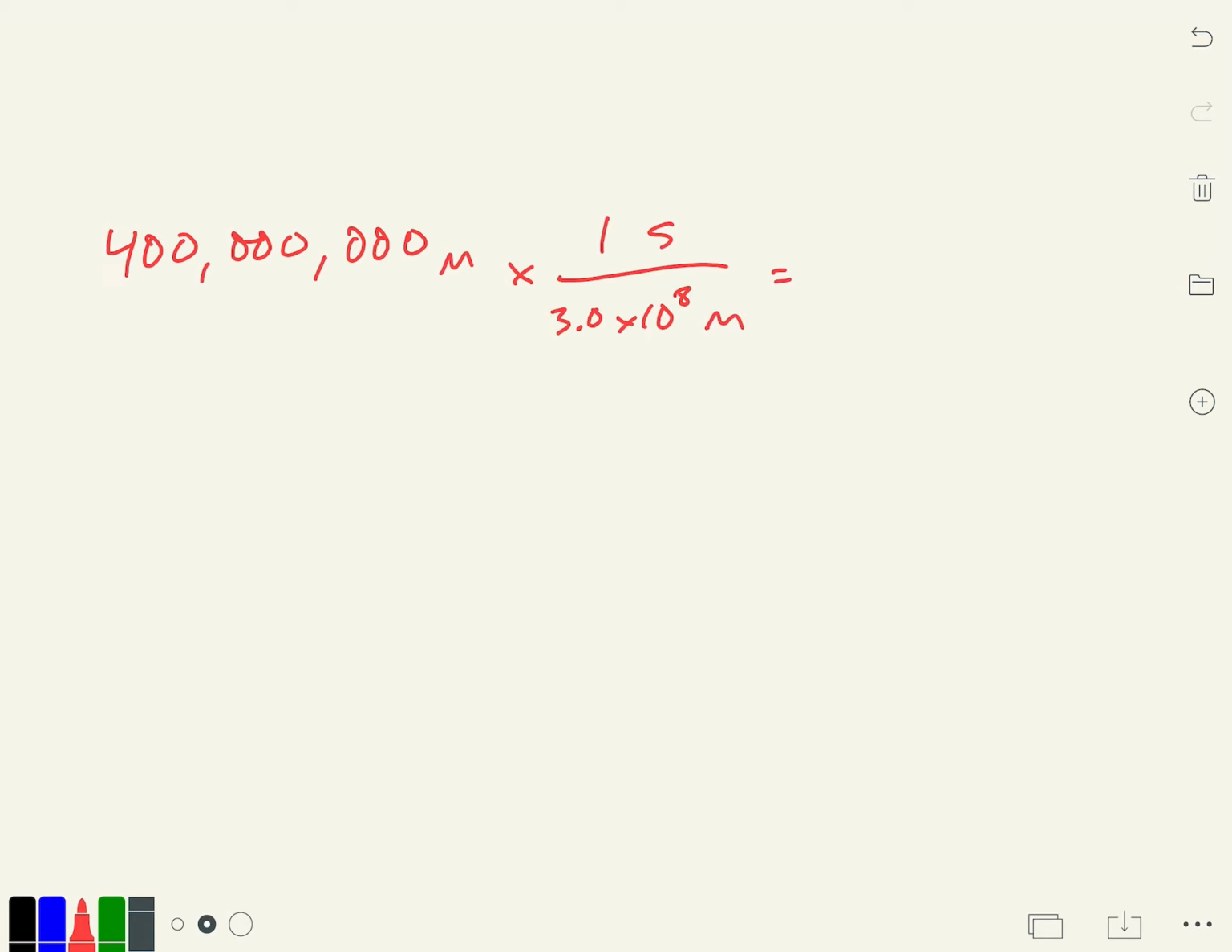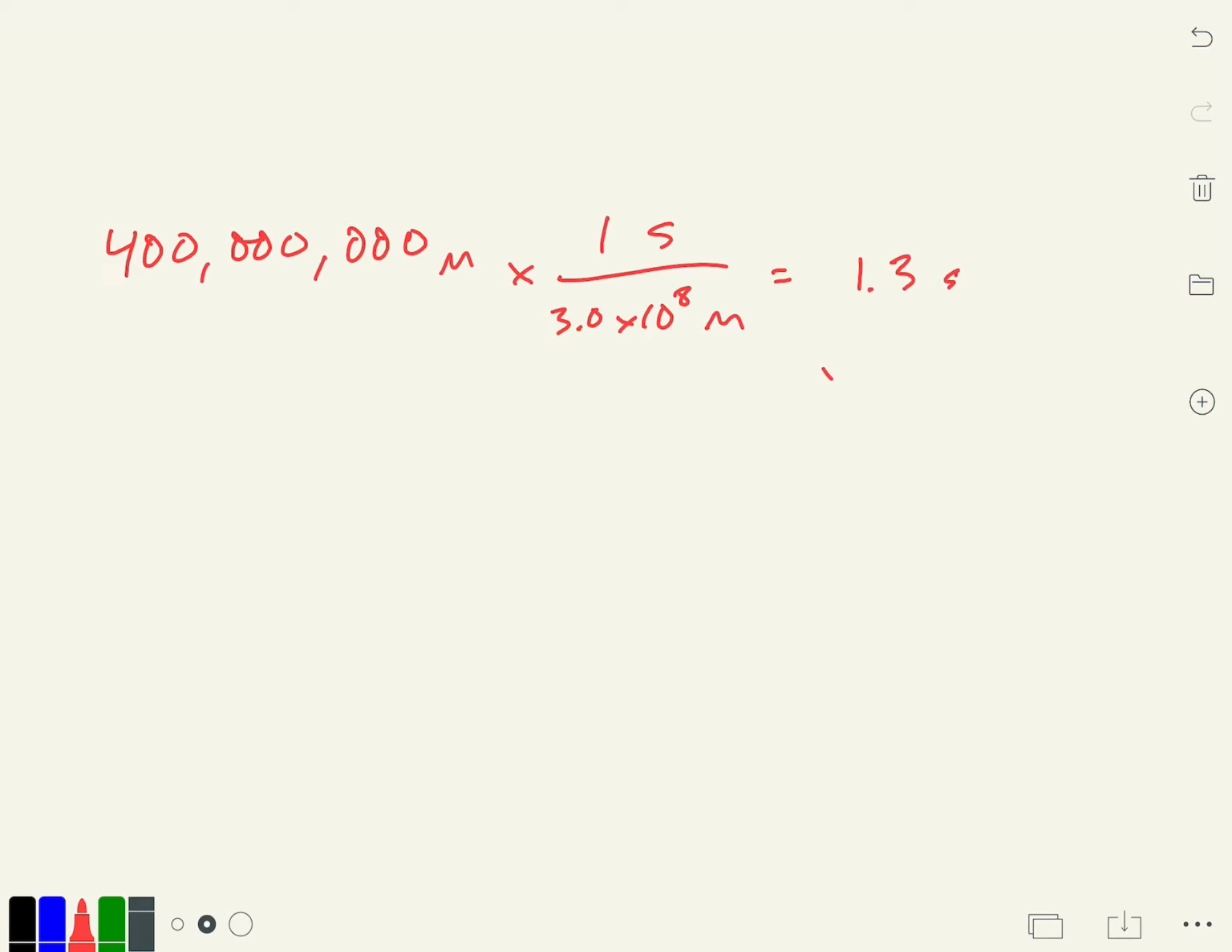So let's do a reverse calculation. Let's do 400 million meters divided by 3 times 10 to the 8 meters per second, and it comes out to be 1.3 seconds.